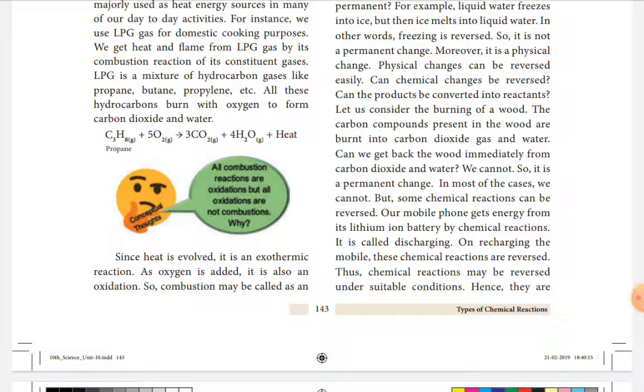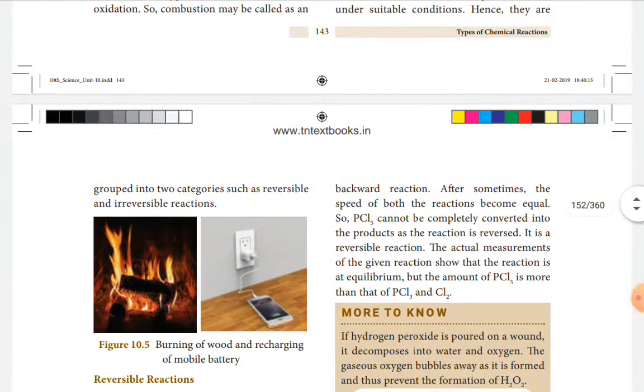For example, see the recharging of a mobile phone. In this, a lithium ion battery is there. The inactive materials are activated when we charge with the plug point. When we draw charge from the battery, that is called discharge. On recharging the mobile, the reactions are reversed. Chemical reactions may be reversed only under suitable conditions. Hence, they are grouped into two categories: reversible and irreversible reactions.